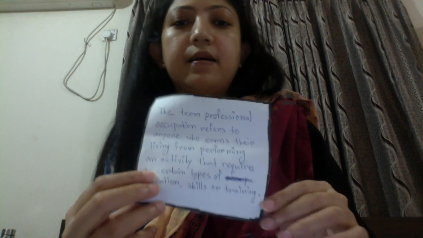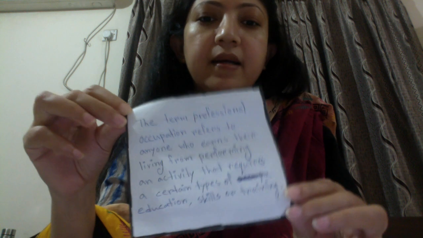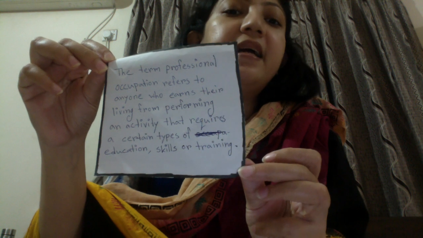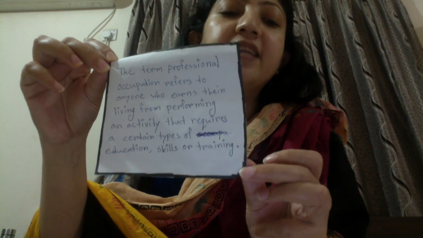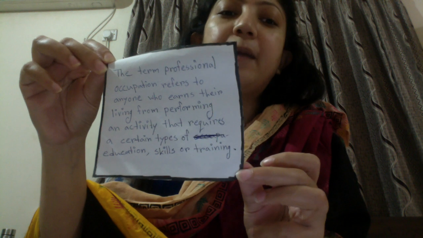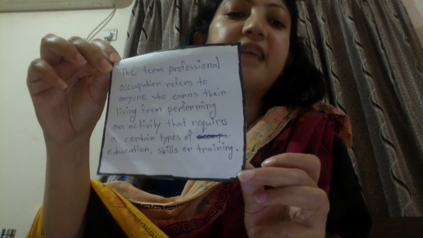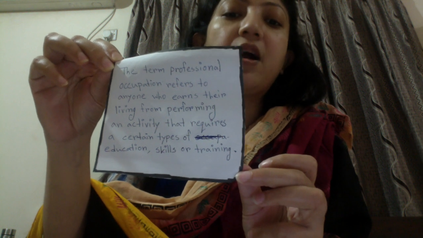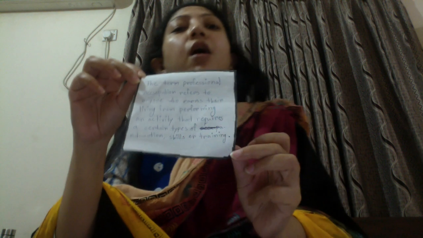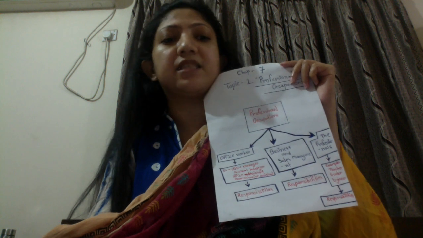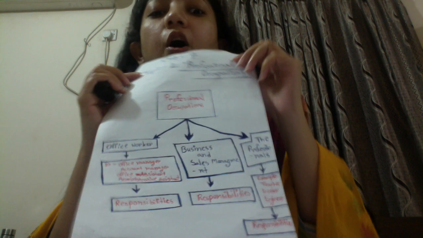Look, can you see the paper? The term professional occupations refers to anyone who earns their living, that means who earns their money from performing an activity that requires a certain type of education, skills or training. This is called professional occupations. There are lots of different types of professional occupations like teacher, doctor, engineer, office worker, businessman, salesman. These are all types of professional occupations.